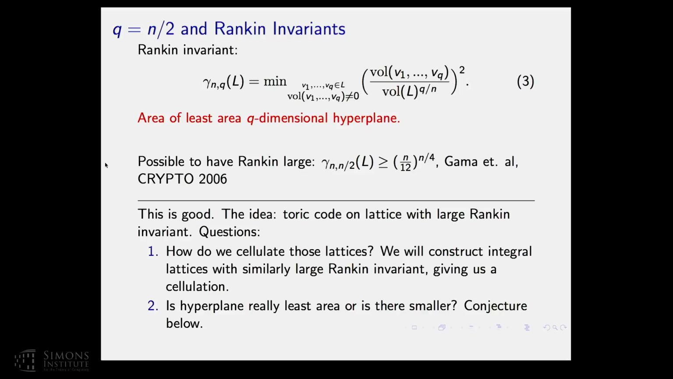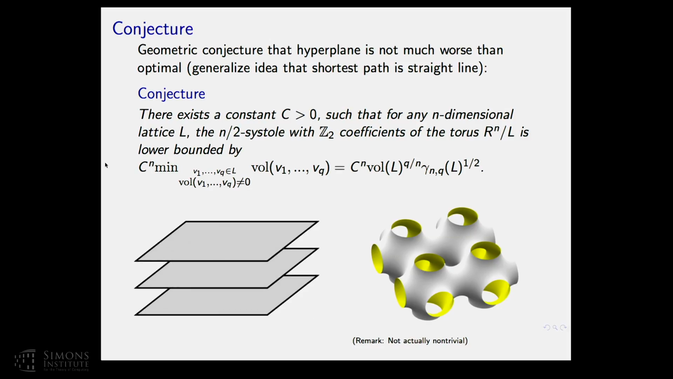So this is the geometric conjecture. The geometric conjecture is that there's some constant so that this n over 2 systole, which just means least area, half-dimensional thing, that's the geometric term for it, is lower bounded by this area of the hyperplane up to something that grows at most exponentially in dimension. So it's the conjecture. How should we get some intuition for this? Well, let's look at 2-dimensional things embedded in a 3-dimensional space. I know that's not half-dimensional, but this is what we can draw.